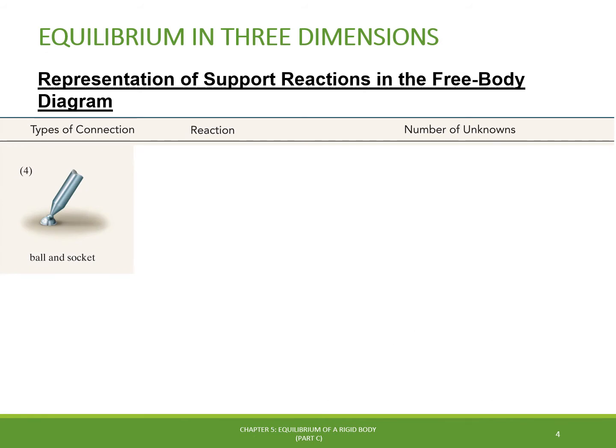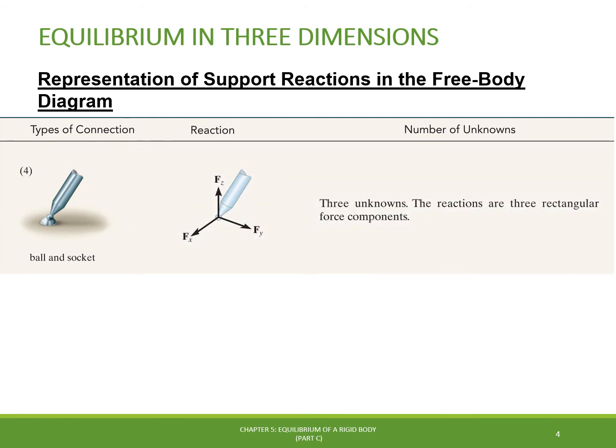Then we have the type 4 element, which is the ball and socket connection, which has three reaction forces as unknowns, one in each direction of the 3D coordinate axis, resulting from the restriction to translation in these three directions. Next, we have the type 5 element, which is the single journal bearing support, widely used in rotating machines.